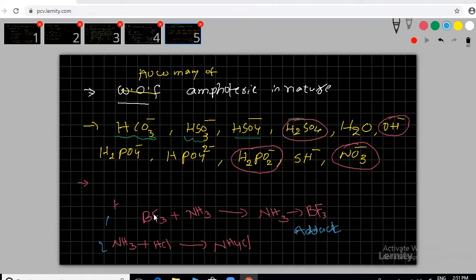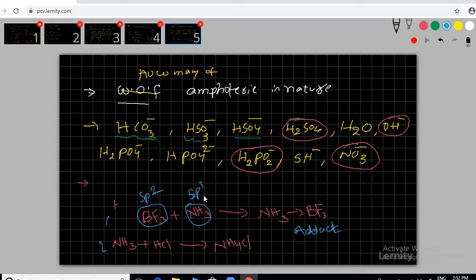Okay, both are neutralization reactions, sir. According to Lewis acid-base theory, this is acid and this is base. Then what do we call an acid-base reaction? Neutralization. This is neutralization. Here sp2 hybridization, the standard question, sir. And here sp3.